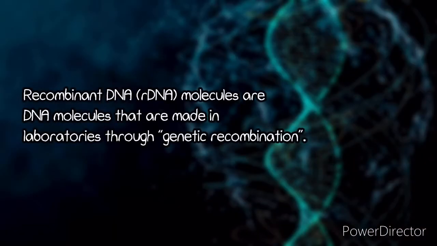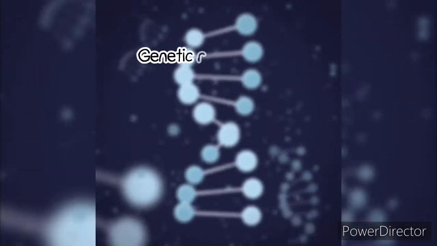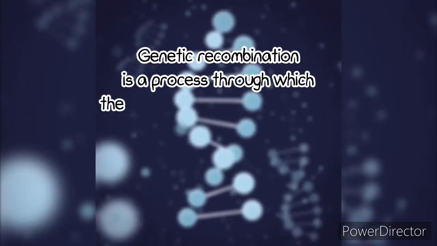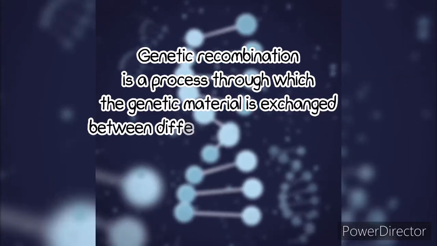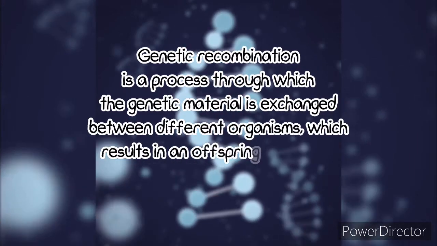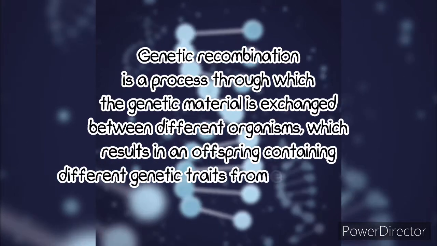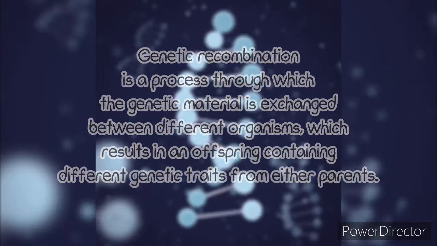So, recombinant DNA molecules are basically DNA molecules that are made in laboratories through a process called genetic recombination. Okay, I know this is kind of confusing, but we're just going to say the meaning of genetic recombination, then we'll define recombinant DNA in a more comprehensible way. Genetic recombination is a process through which the genetic material is exchanged between different organisms, which results in an offspring containing different genetic traits from either parents.